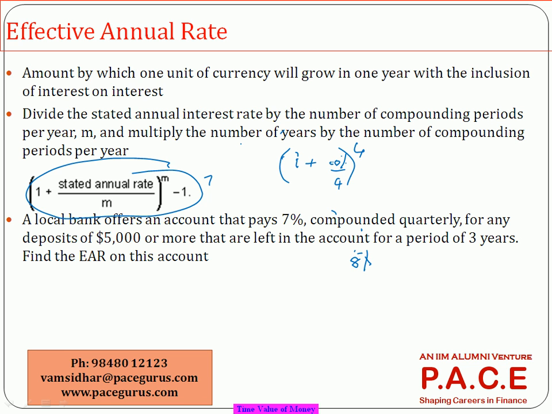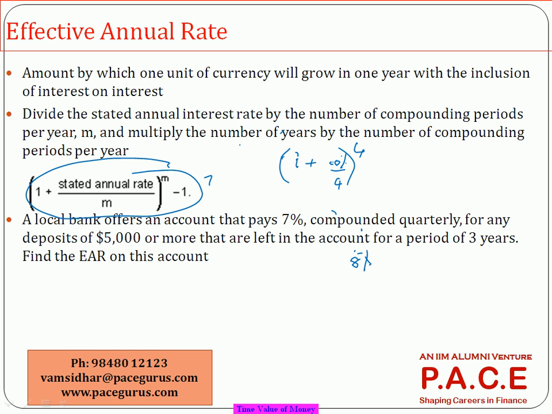So whenever we talk about the effective annual rate, you always look at it as 1 plus the stated annual rate divided by the number of periods, to the power of the number of periods, minus 1, which will give you the effective annual rate. So again, look into this example.